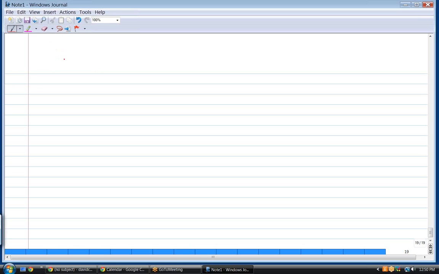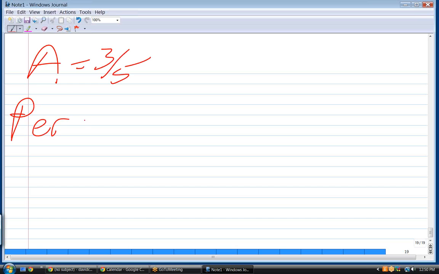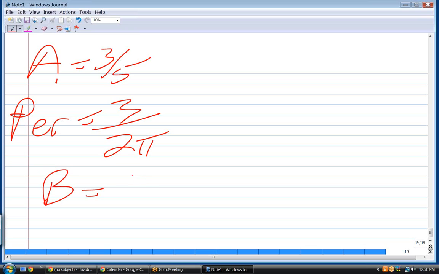It just says find an equation for a cosine function that has an amplitude of 3 over 5 and a period of 3 over 2 pi. All right. So if the period is 3 over 2 pi, we need B, which is always 2 pi over the other thing. In other words, B is 2 pi over the period, and the period is 2 pi over B.